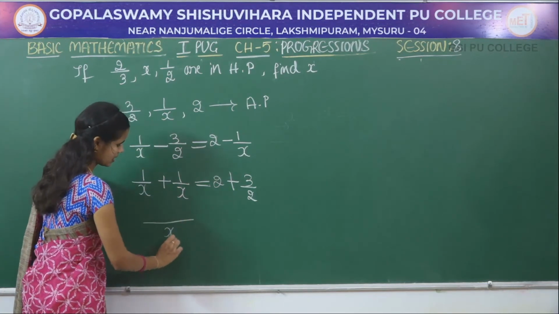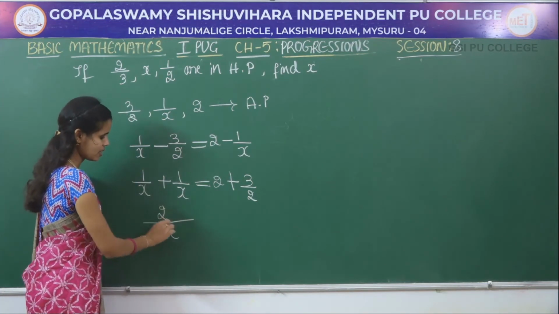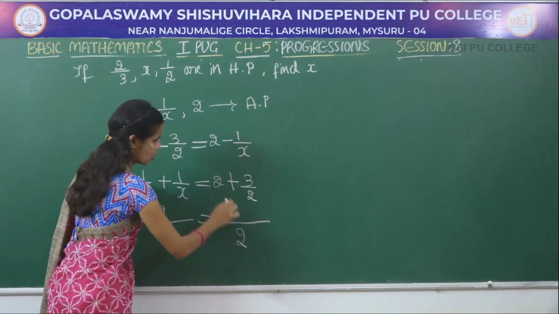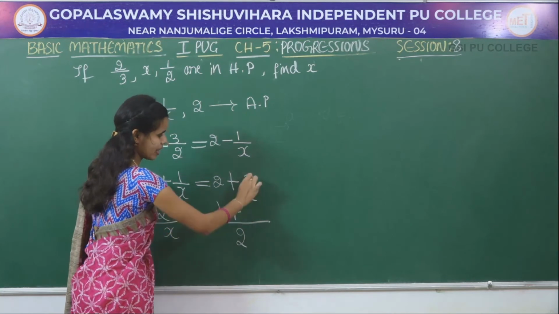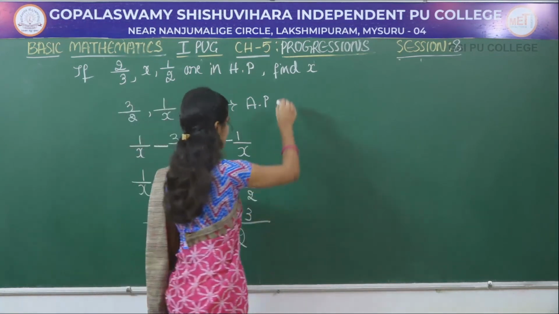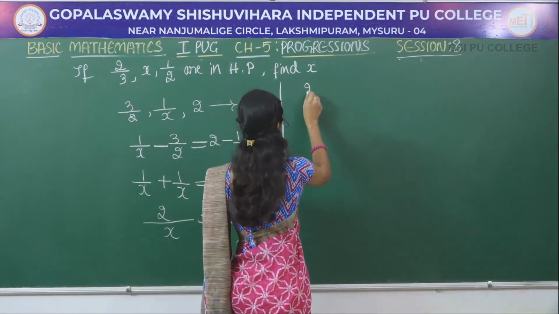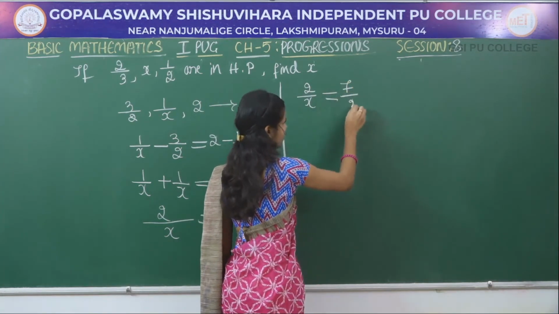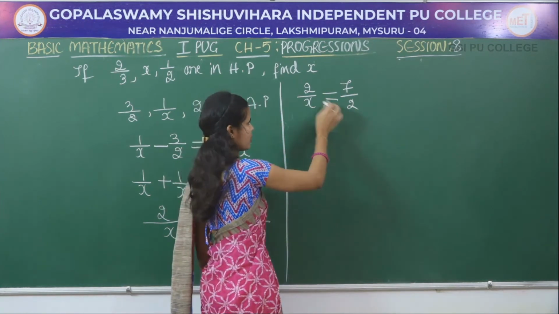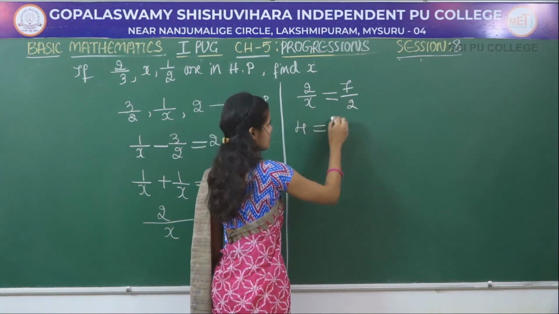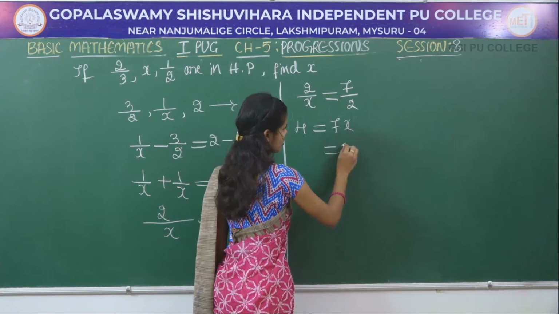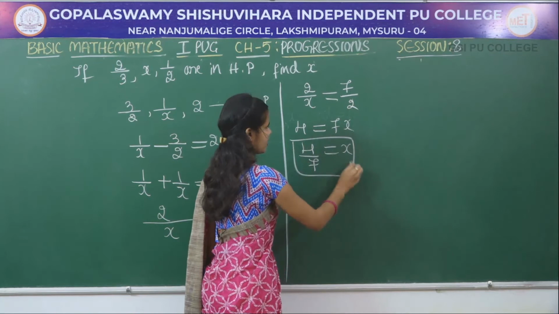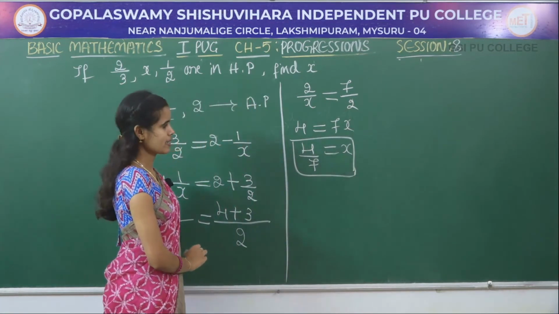So, for x the LCM, 1 plus 1 is 2, is equal to, here also add these two terms, 2 is the LCM, 2 into 2 is 4 plus 3 by 2 into 2, 3. Therefore, 2 by x is equal to 4 plus 3, 7 by 2. Now, cross multiply, 2 into 2, 4 is equal to 7x, therefore, x is equal to 4 by 7. x is equal to 4 by 7.